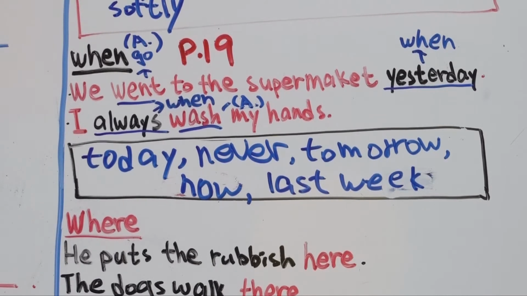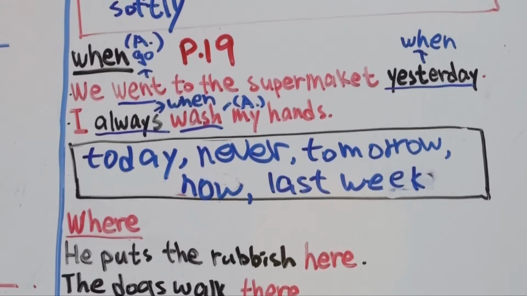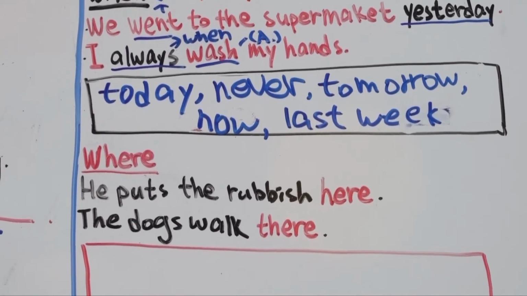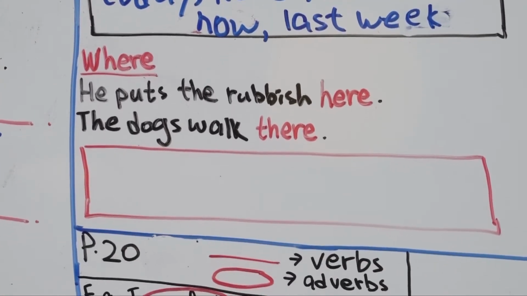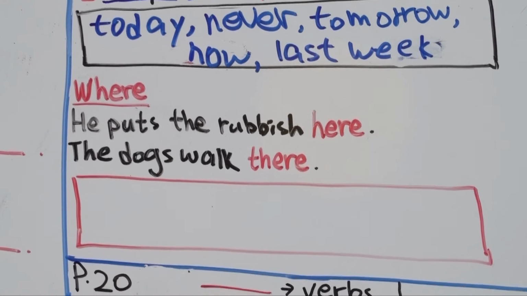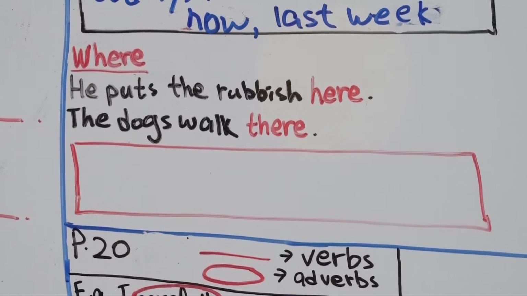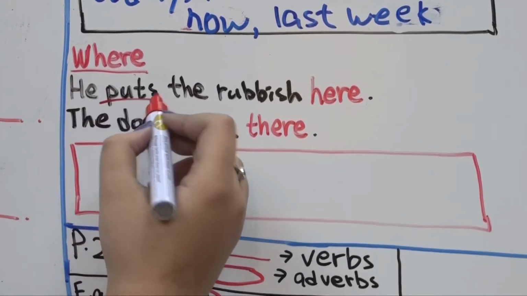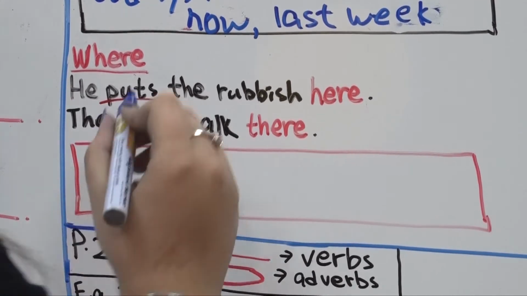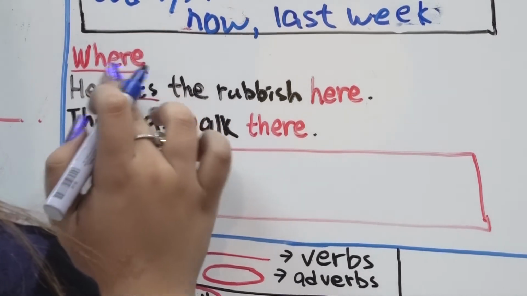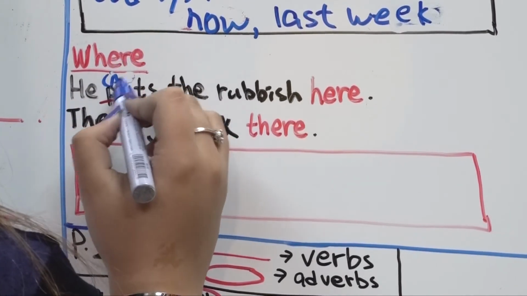Let's look at the third one. An adverb can also tell us where the action happens. Let's look at the example in your book. He puts the rubbish here. Which one is the action here? The action should be put, right? It is the action. I write A as action, okay? Action. It means verb.